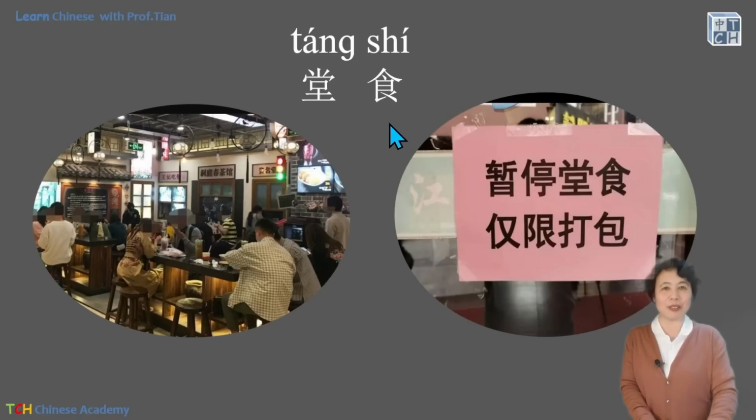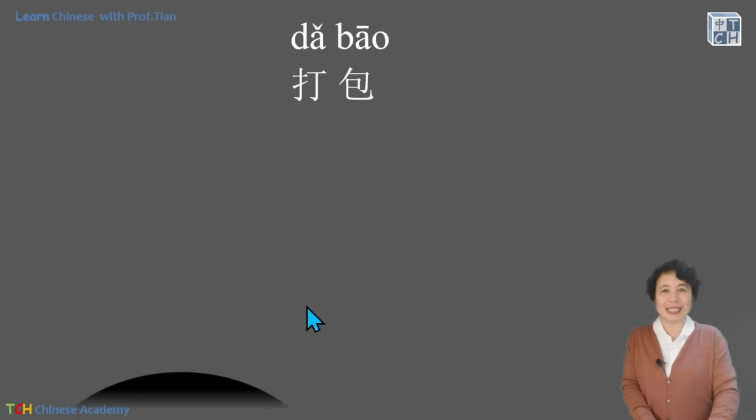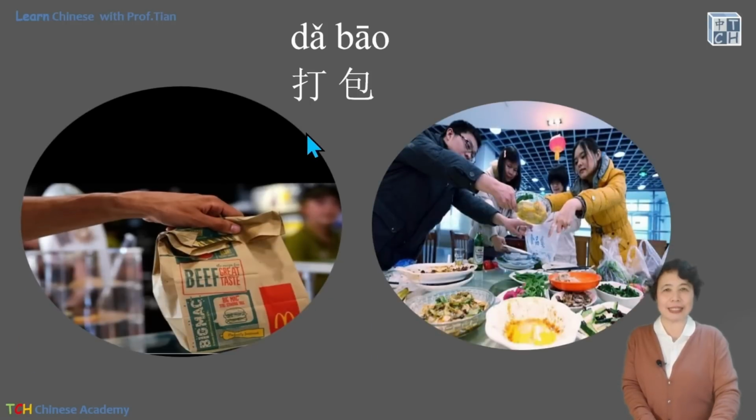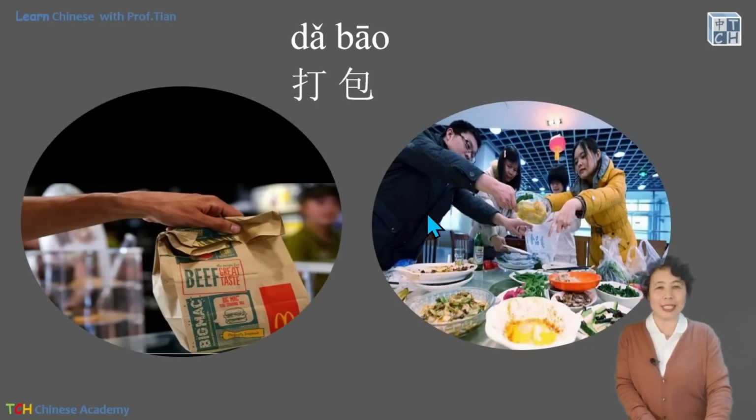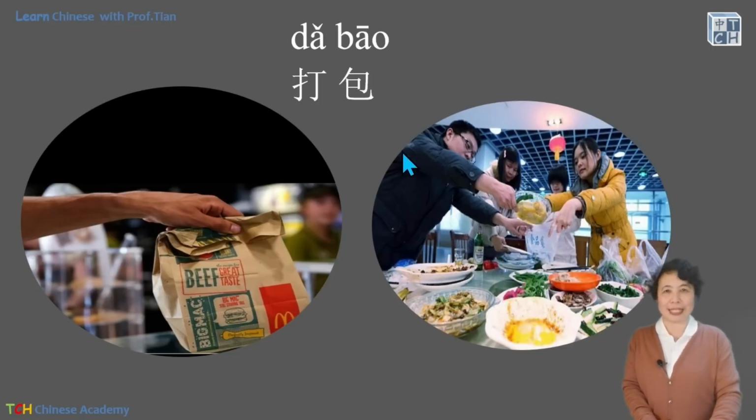So 堂食. Now this is 打包. So look at the first one. I think this is McDonald's. Yes, so you order the fast food and you say, I'm not going to eat there. I'm going to 打包. So you just take it away. And there is another situation that you 打包. That is when you eat and you have some leftovers and you can 打包.